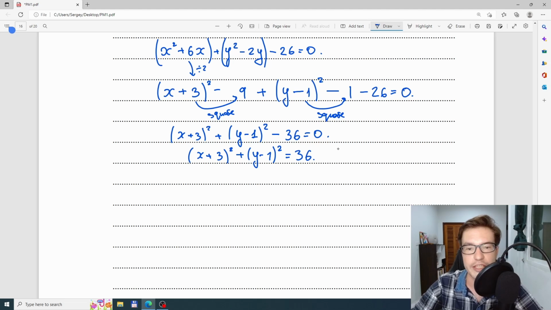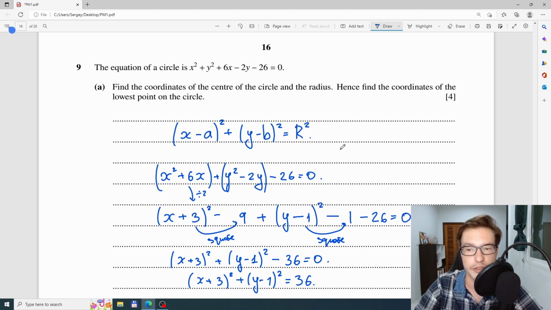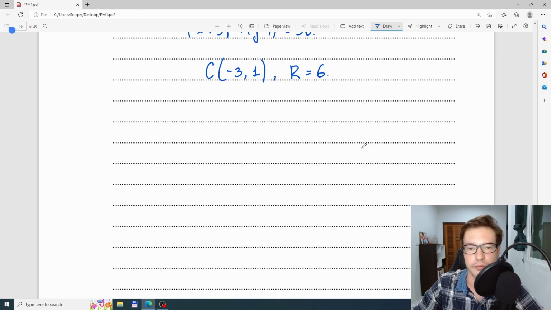Now let's compare this to the equation of the circle. So the center of the circle is (a, b). Center is (minus 3, 1), and the radius is going to be 6. Now let's have a look at what our question is. Find the coordinates of the lowest point on the circle.